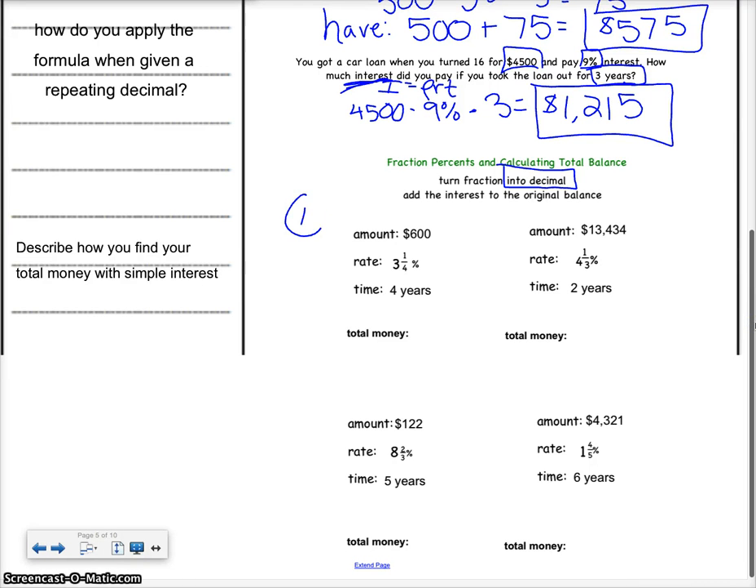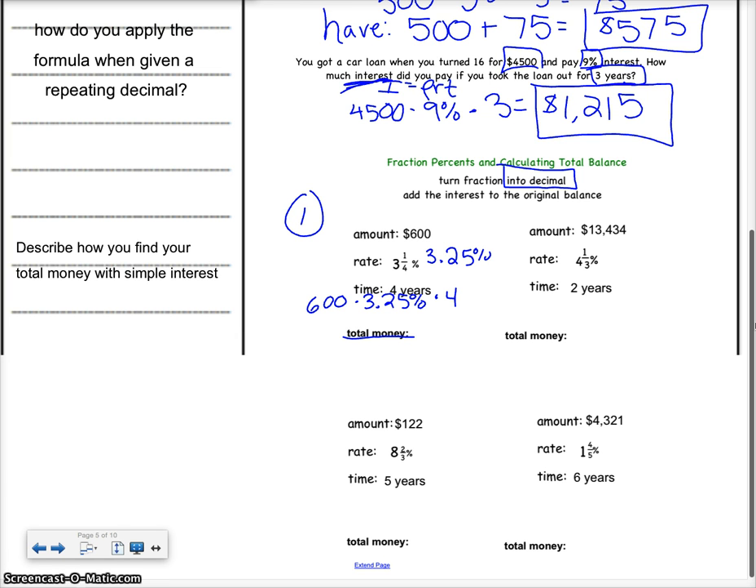First example, let's say I have $600 at an interest rate of 3 1/4% for 4 years. How much total money am I going to have? Well, the first thing I'm going to do is turn my 3 1/4% into 3.25%. Don't forget that when you turn a fraction to a decimal, it's top divided by bottom. So my interest, 600 times 3.25% times 4.